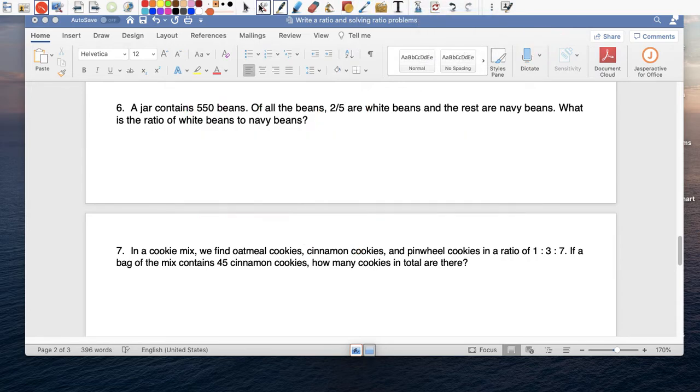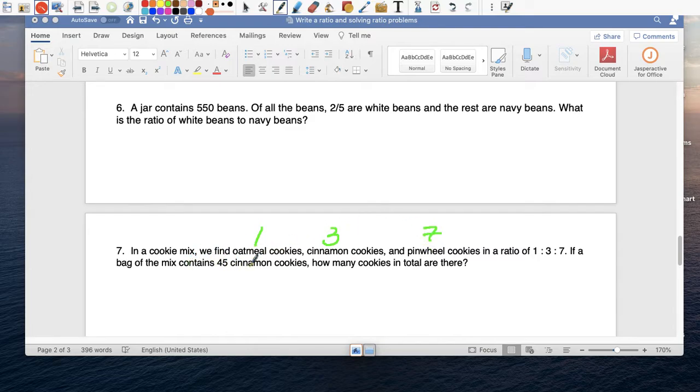Number 7. In a cookie mix, we find oatmeal, cinnamon, and pinwheel cookies. I have no idea what pinwheel cookies are. But 3 tipos de cookies. And I'm going to write the ratio. 1, 3, 7. The same order. Para cada uno oatmeal hay 3 cinnamon y hay 7 pinwheel.